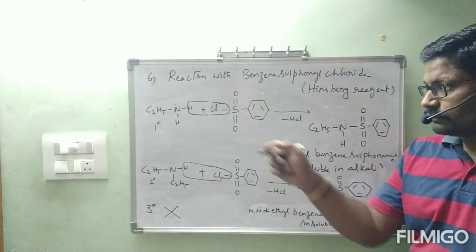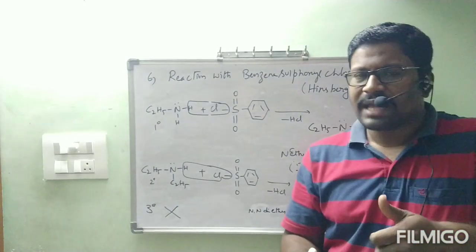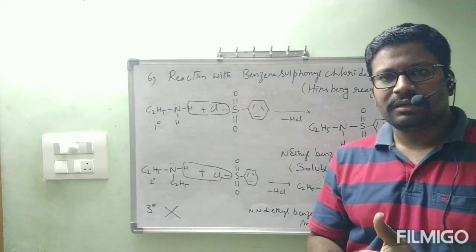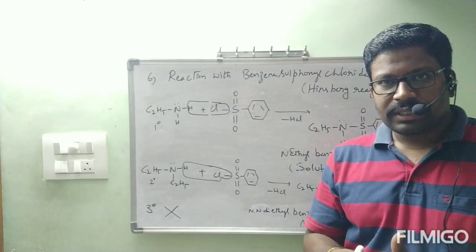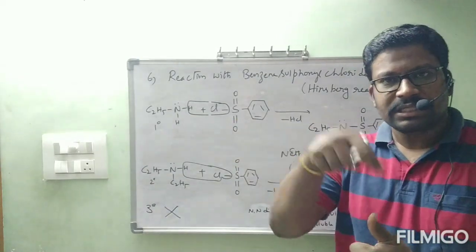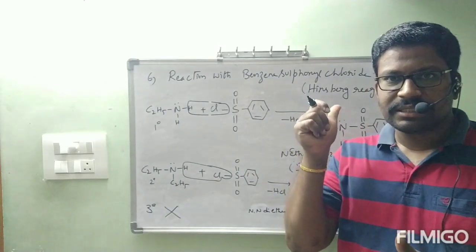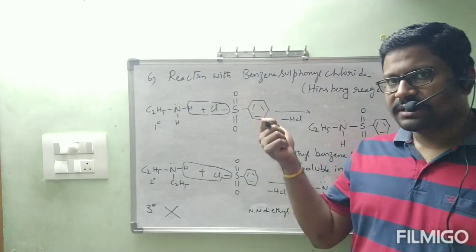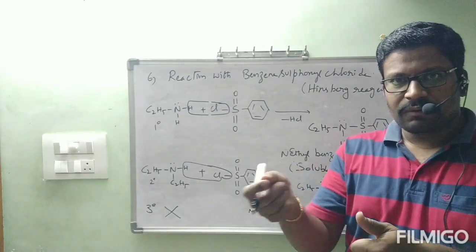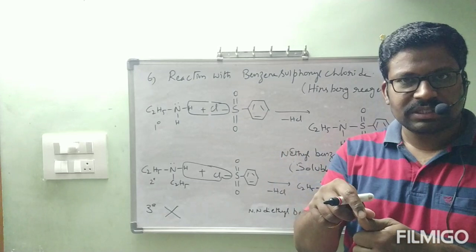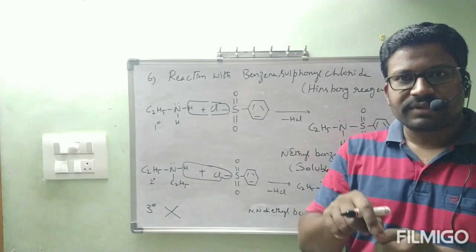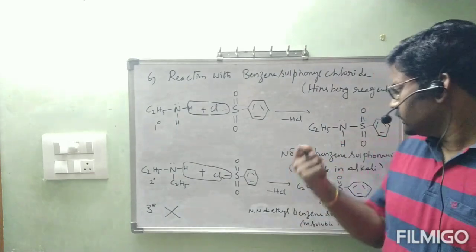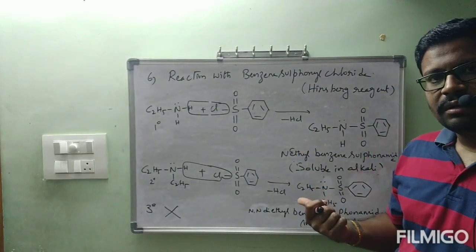So first we will take the amine. Actually, whether it is a primary, secondary, or tertiary amine, we don't know. We will take the given amine, and to that we will add benzene sulfonyl chloride, that is Hinsberg reagent. In the laboratory it will be shown with a label. We will add that Hinsberg reagent to this amine, and after some time, the product will be formed.